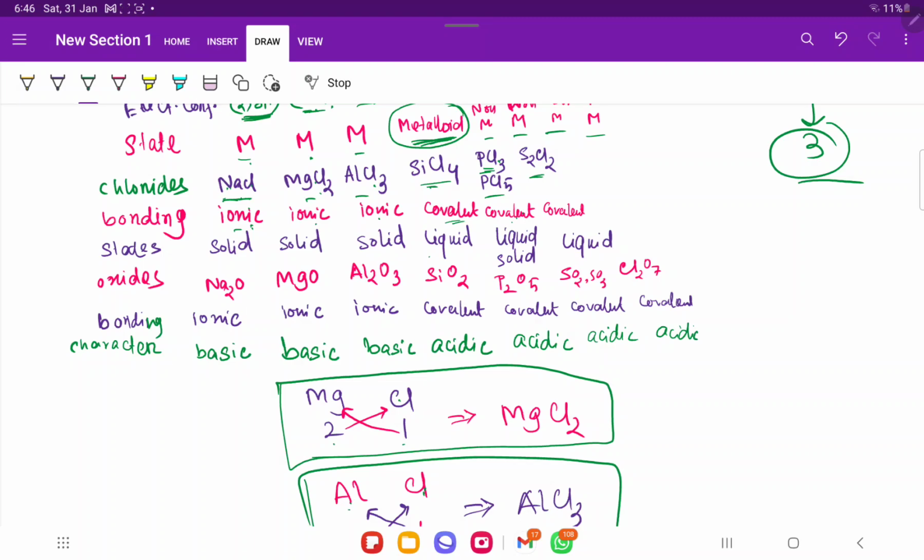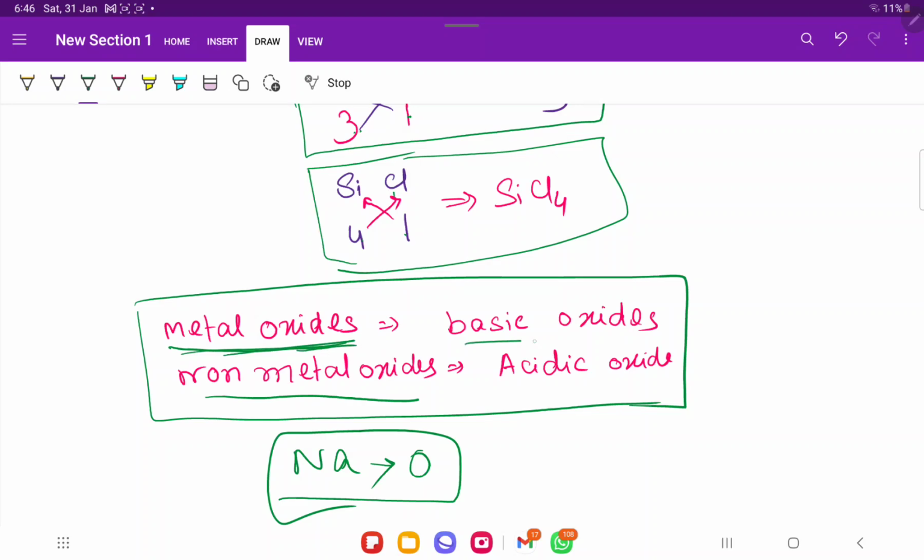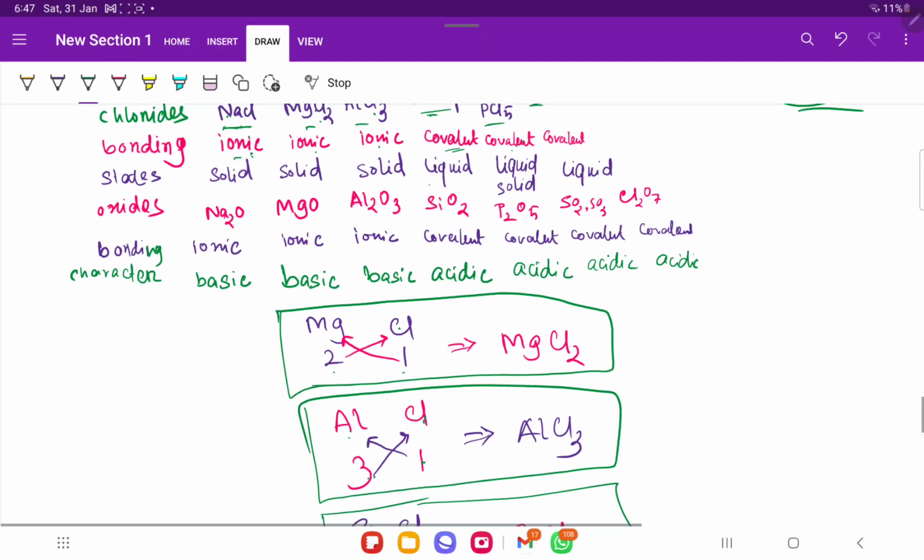Okay, now we will see their oxides. If oxygen combines with a metal or non-metal, they will form an oxide. And one very important thing we have to remember: if it is a metallic oxide, then it is a basic oxide. Non-metallic oxides are always acidic oxides. So from there also we can say whether it is basic or acidic. Sodium oxide bonding is ionic, that we know, because it is formed through metal and non-metal. But this is a metallic oxide, so metallic oxides are always basic oxides, right? Magnesium oxide, that is also a basic oxide.